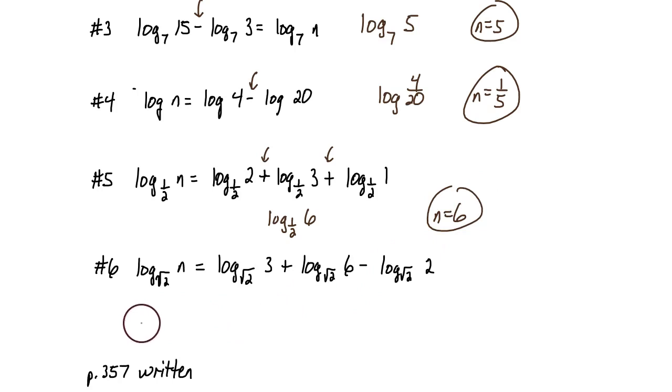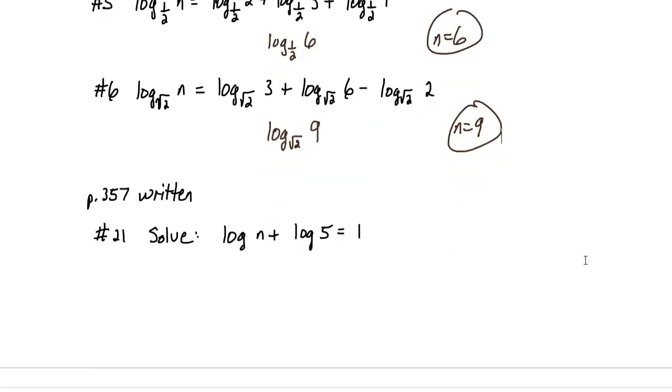And finally, problem 6. On the right side, let's do some condensing. Log base square root of 2, and then the 3 plus 6 part right there changes into timesing. 3 times 6 is 18. The subtraction turns into division. 18 divided by 2 makes a 9. And so we can see that n equals 9. So the theorems used to condense expressions in this section are very helpful when you solve equations with logarithms.